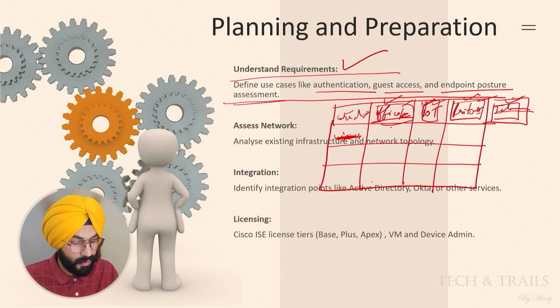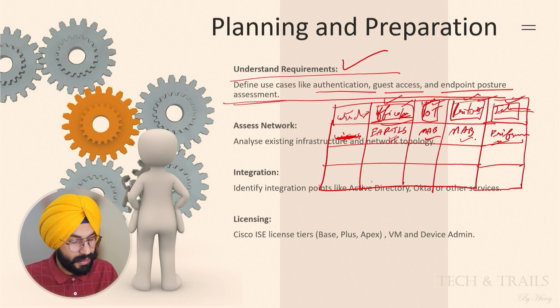For example, for office laptops, we can go with PEAP-TLS. For IoT, we can go with MAB if the device does not support anything. For printers, I'm keeping it simple for now, so for example we can go with MAB. For telephones, we can go with profiling. For every authentication method, do we need any further information before proceeding with the implementation?